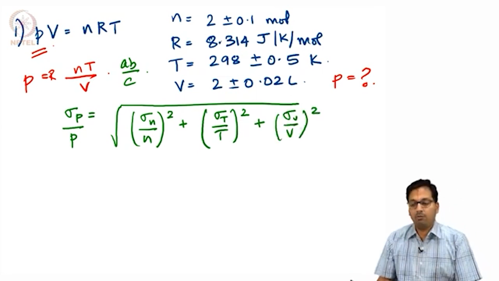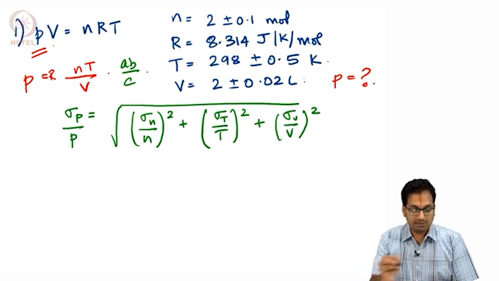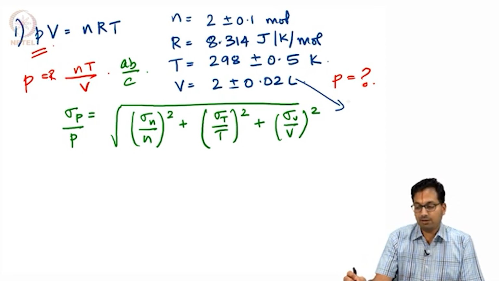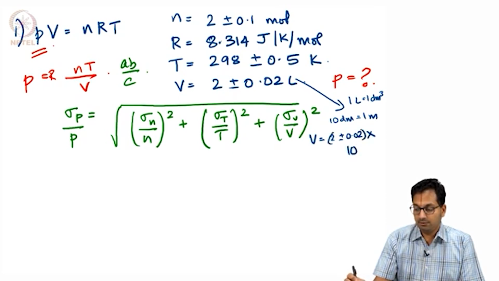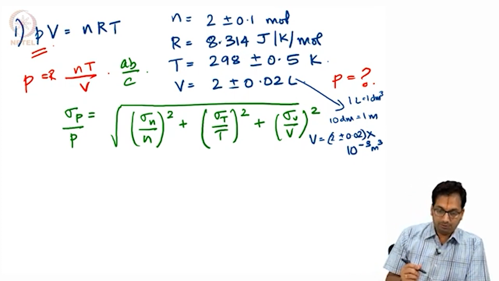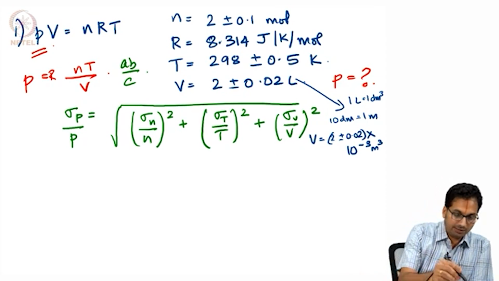the whole square. One thing I would like to do is convert the liters to an SI unit. So, 1 liter is 1 decimeter cube and 10 decimeters make a meter. So, volume is nothing but 2 plus minus 0.02 into 10 to the power of minus 3 meter cube. This will help us get the pressure in SI units of Newton per meter squared. Okay, so now that we have done this, let us calculate it really quickly.